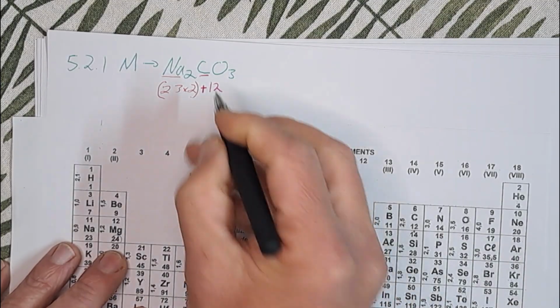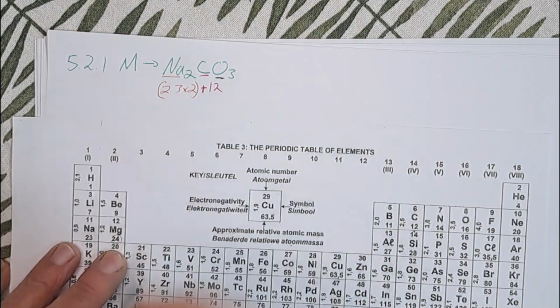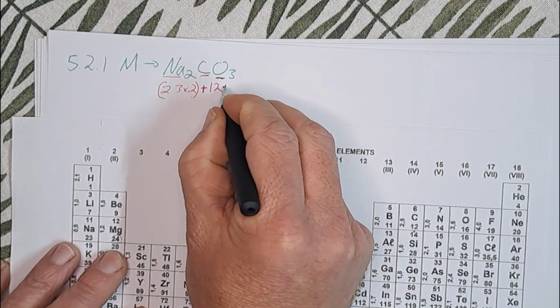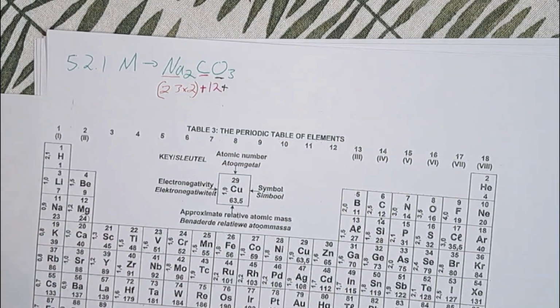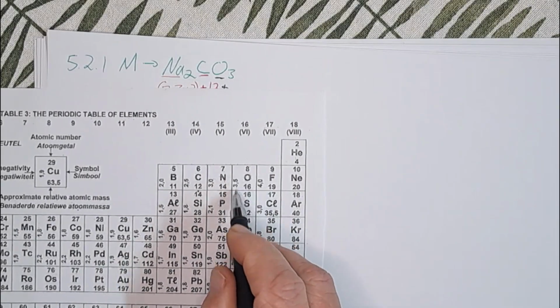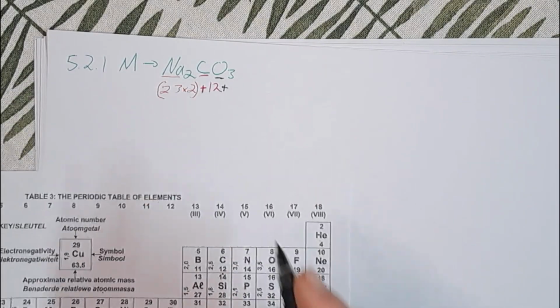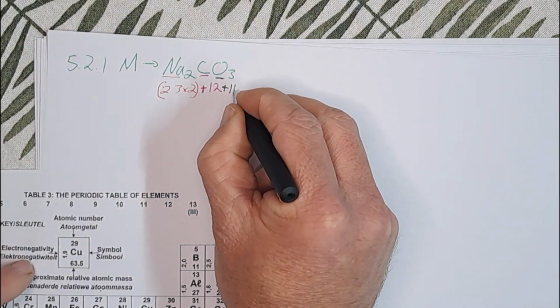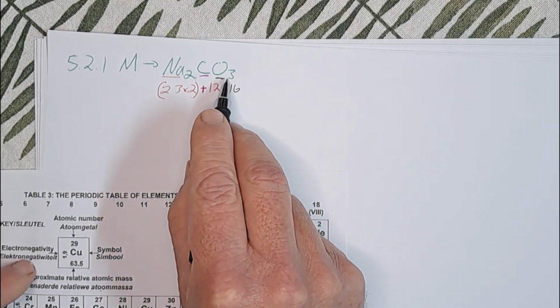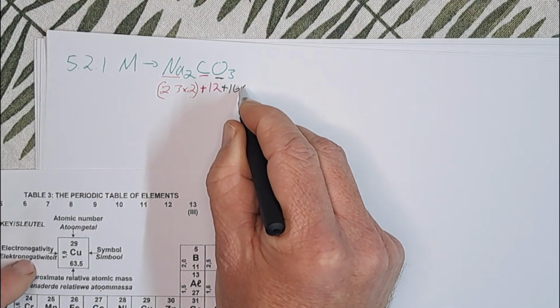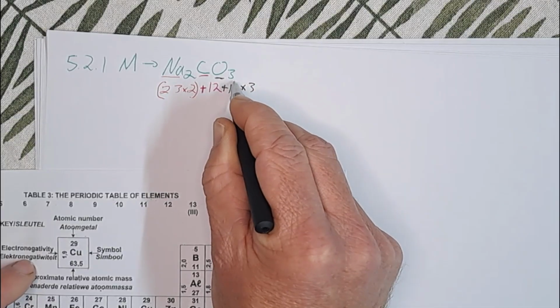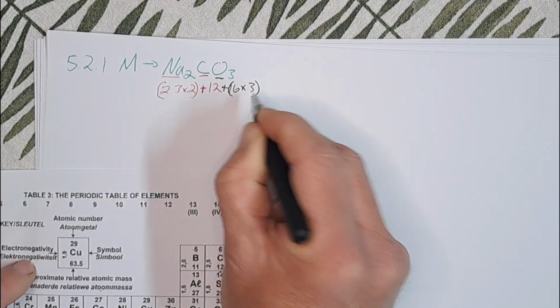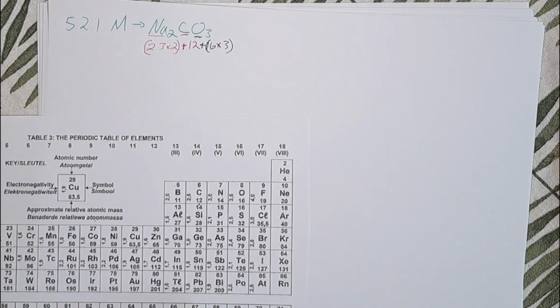And then the last one, oxygen. So it's plus then the oxygen. Oxygen, we're going to check. It is there. It is 16. So we're going to write our 16. There are 3 oxygens, so it's multiplied with 3. There we go. Alright.